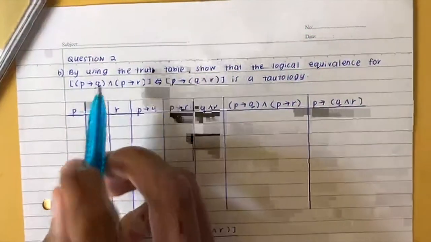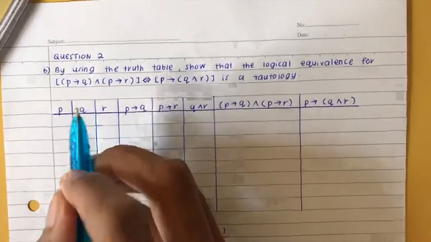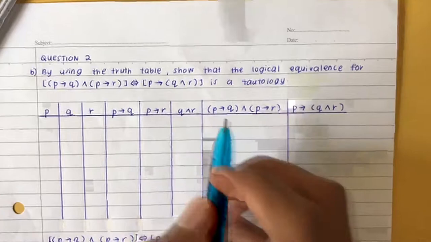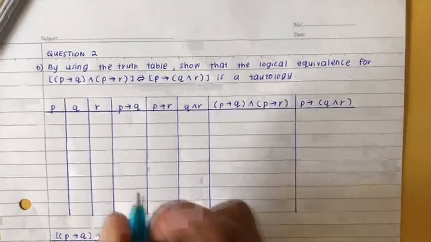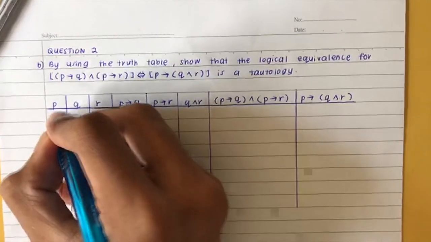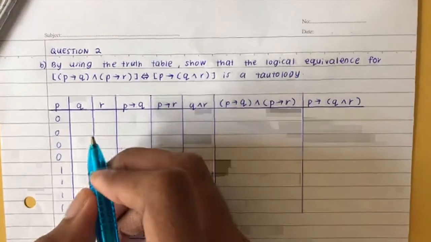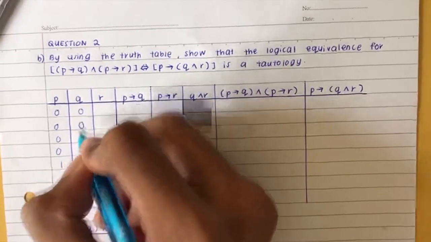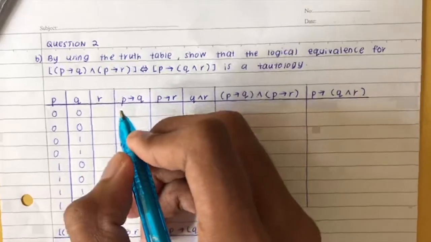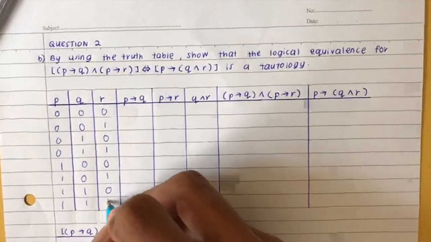Now I will show question 2, which is to use a truth table to show that the logical equivalence P implies Q and P implies R, which is equivalent to P implies Q and R, is a tautology. The first step is to put values in P, Q and R. The values for P are 0, 0, 0, 0, 1, 1, 1 and 1. Next, the values for Q are 0, 0, 1, 1, 0, 0, 1, 1. And last, the values for R are 0, 1, 0, 1, 0, 1, 0 and 1.